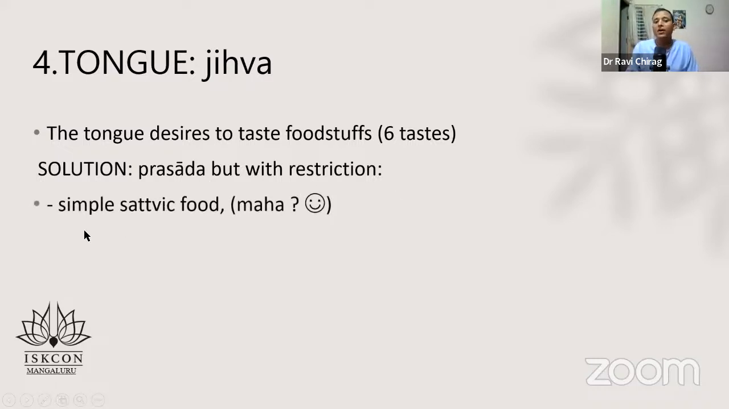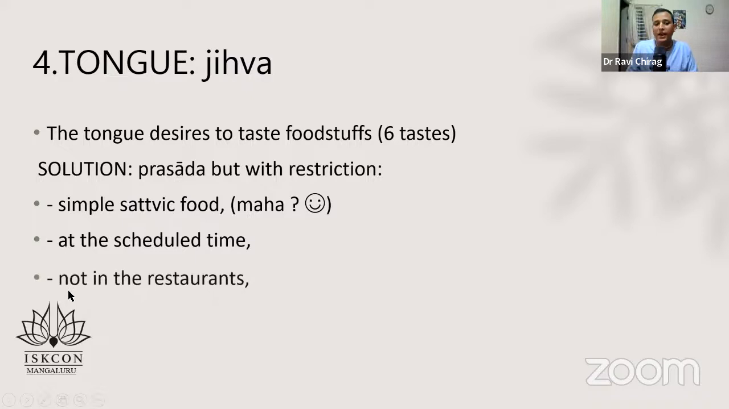What we should eat is simple sattvic food, mahaprasad, which is offered to Krishna. At a scheduled time, we should not be eating every time, thinking this thing is there in my home, I have made this and offered this, so I'll eat. No, restricted time, restricted food quantity. So simple sattvic food at a scheduled time, and not in the restaurant. Why? Because other people are making it outside. What type of consciousness they have, we don't know. What type of foodstuffs they use, we don't know.